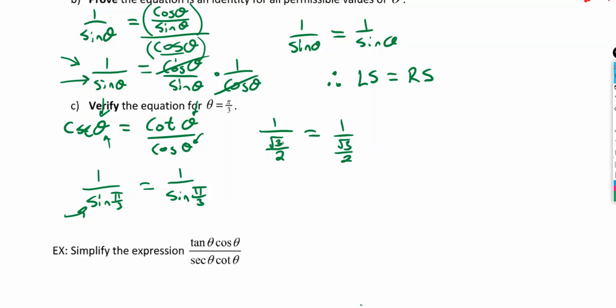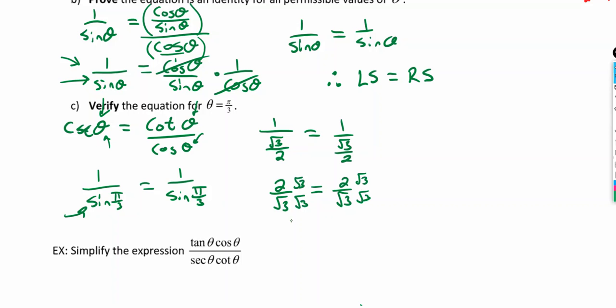But let's actually write this out the way we should. So this would be the same thing as 2 over root 3. I just flipped it upside down, just multiply by the reciprocal. Okay, and then technically we should rationalize the denominator as well.